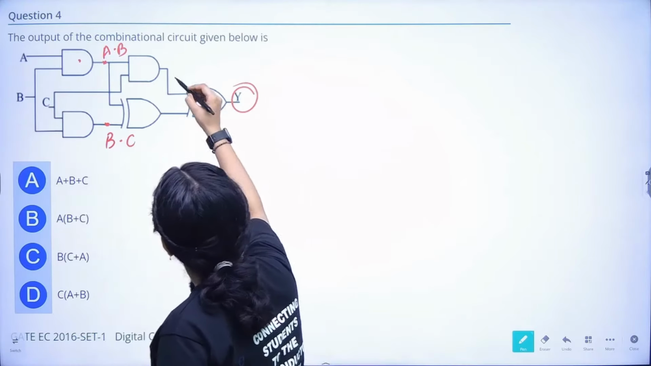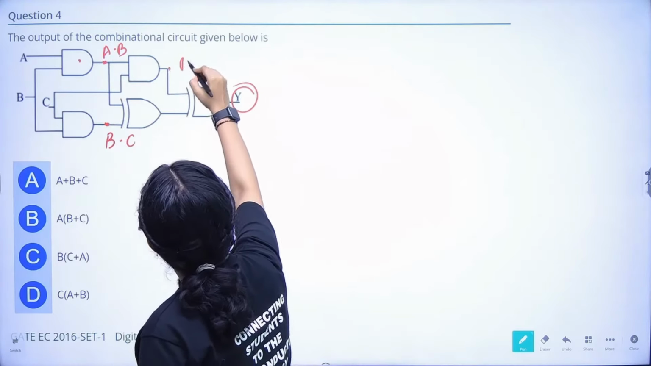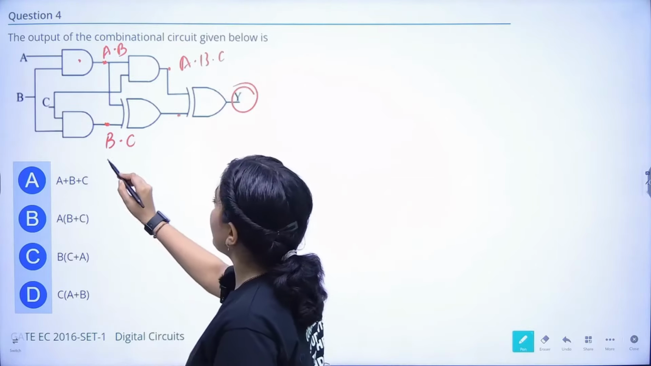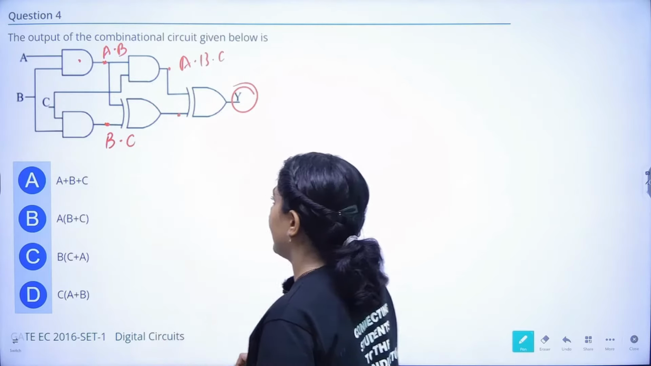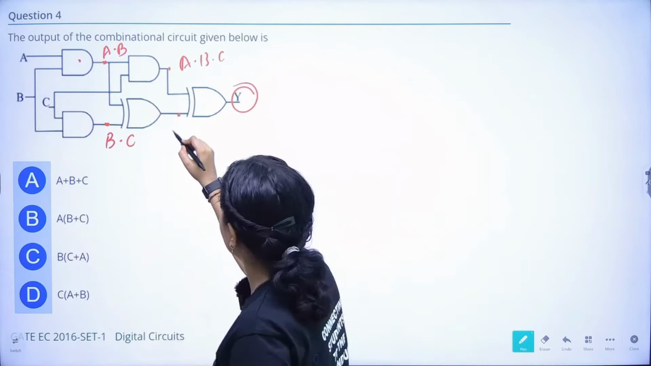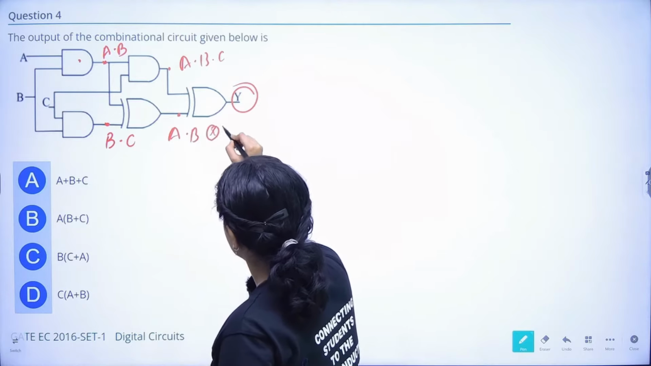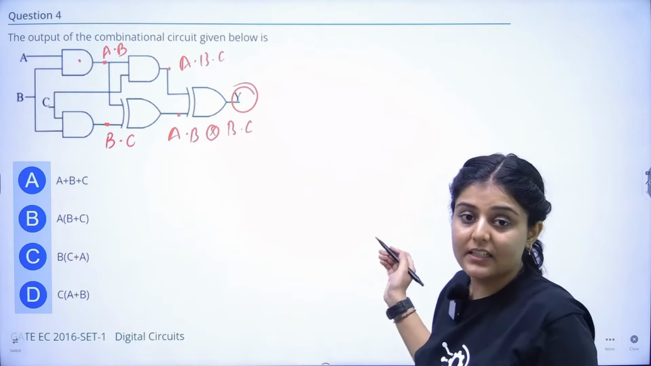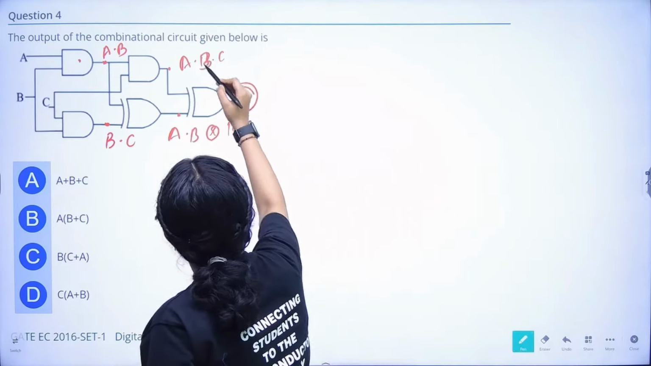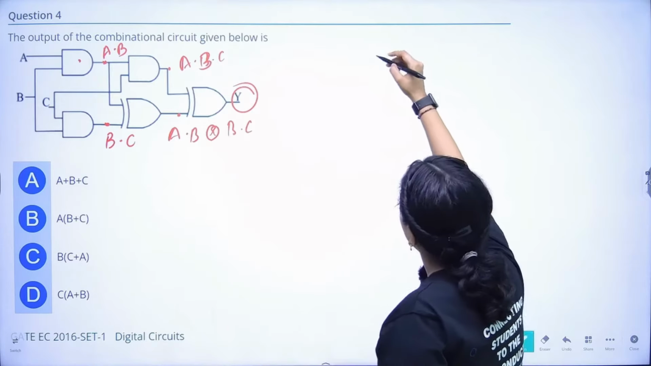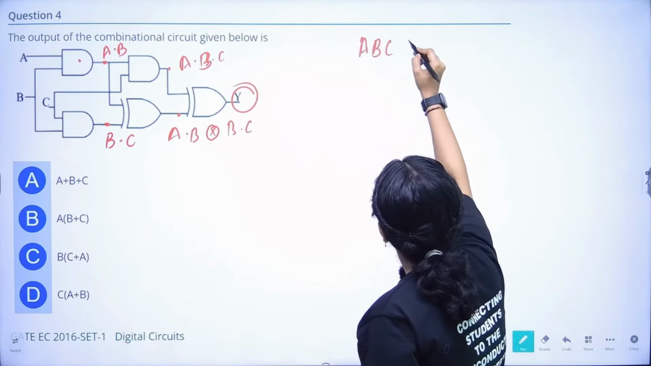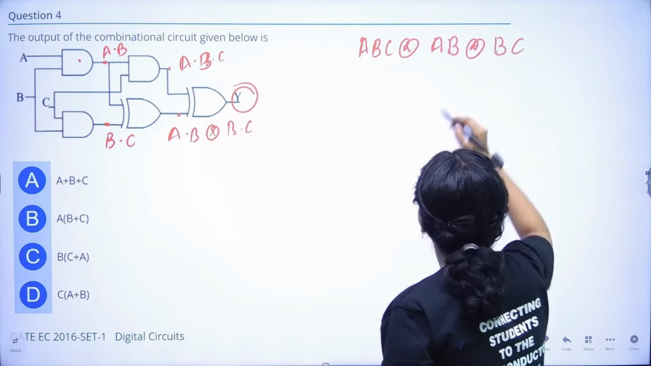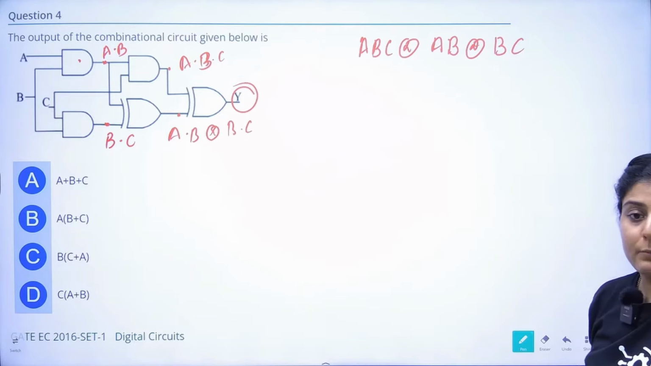Now here, this is input C, A dot B dot C. And now here, there are two inputs, B dot C and A dot B, and XOR is happening. So A dot B XOR B dot C. And finally, in output Y, ABC XOR AB XOR BC. So let's just write the expression here: ABC XOR AB XOR BC. So this will be the final expression.